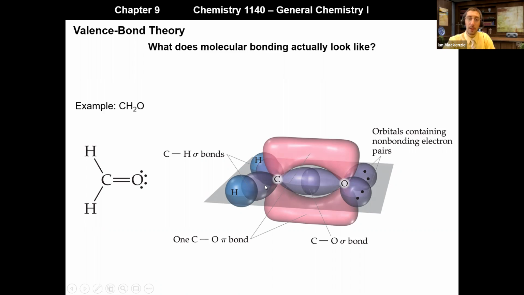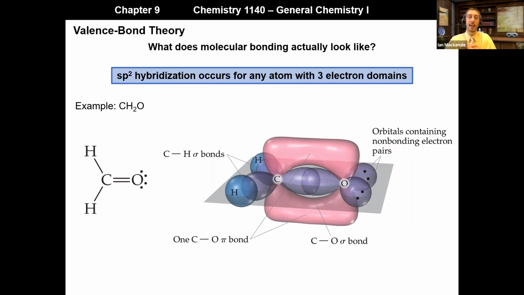The sp2 hybridized orbitals, which are in purple, form the single bonds by direct overlap, and thus those are sigma bonds. But then the 2 p orbitals, the one on carbon and the one on oxygen that are left, form this sideways overlap, which is known as a pi bond, and that is thus the second bond of the double bond. So to summarize, sp2 hybridization occurs for any atom that has only 3 electron domains around it rather than 4.